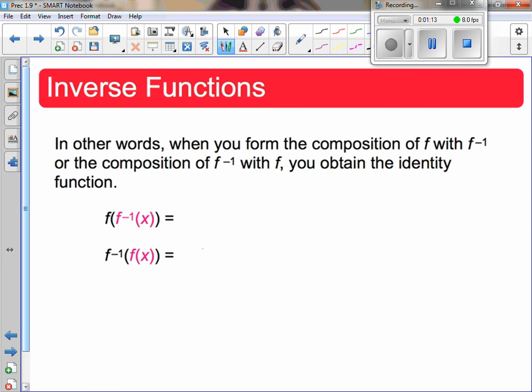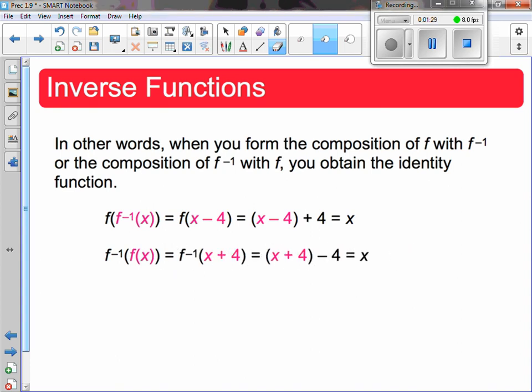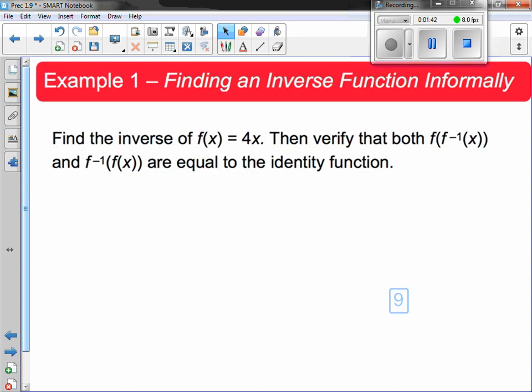So in other words, f of f inverse of x, so we're still using that x minus 4, if we do use our composition of functions, which we did in 1.8, will give us x. And if we do it the other way, it will still give us x. A composition of two functions that are inverses will give us x. If it doesn't, they're not inverses. Okay? And we'll go back through exactly how we find the inverse, because they just gave us that one. Find the inverse of this, then verify that both f of f inverse of x and f inverse of f of x are equal to each other.